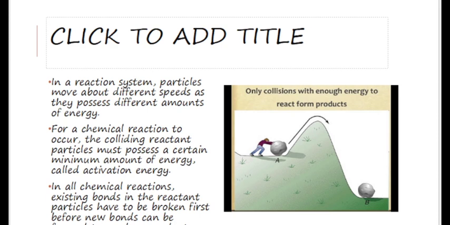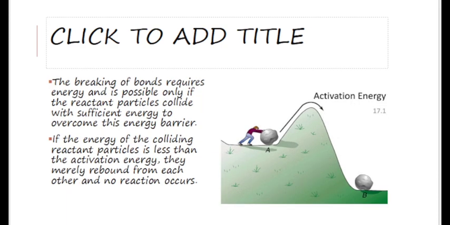For a chemical reaction to occur, the colliding particles must possess a certain minimum amount of energy, and that minimum amount of energy is called its activation energy. In all chemical reactions, existing bonds in the reactant particles have to be broken first before new bonds can be formed to produce product particles. And with this said, as we can see in this diagram, if you have not gotten to your activation energy, it will be hard for this reactant to be converted to this product. So if A is the reactant and B is the product, for A to go through a process and then turn into the product, it must get to this activation energy before it turns into a product. With that said, we will move on to the next one.